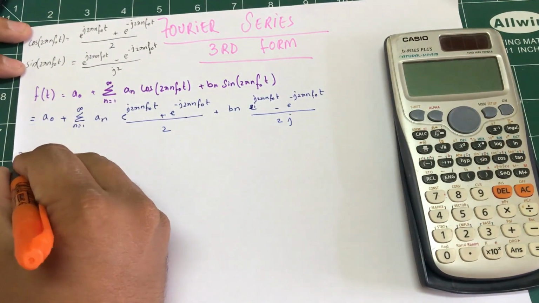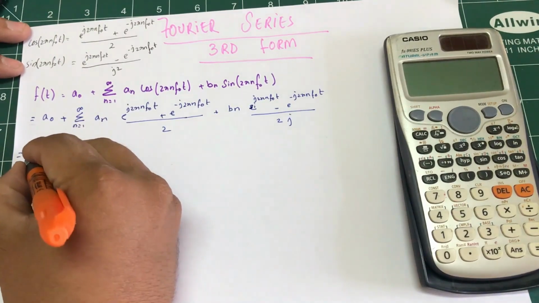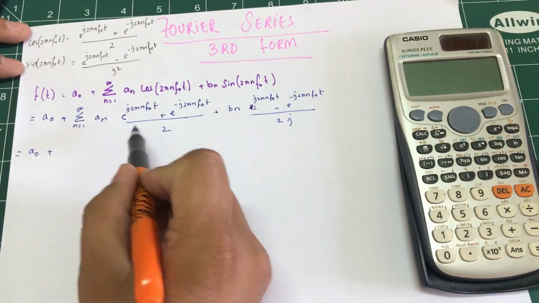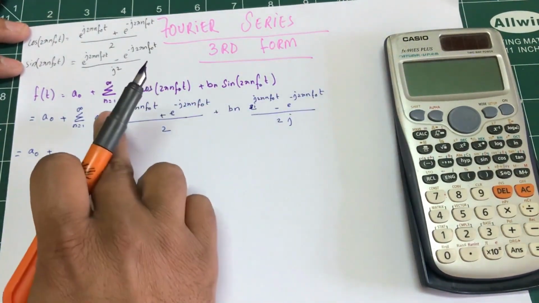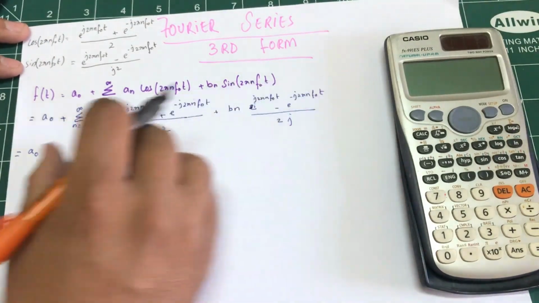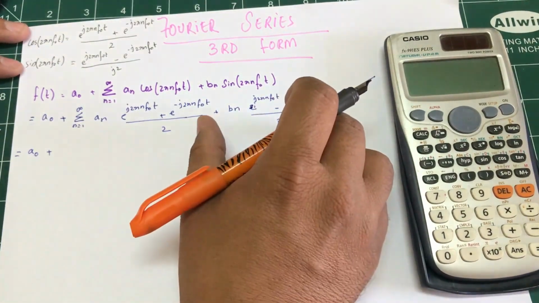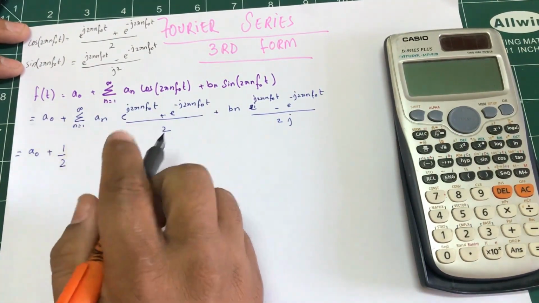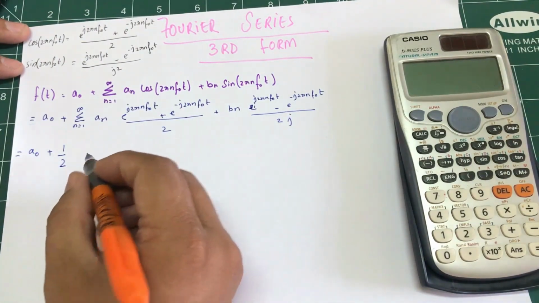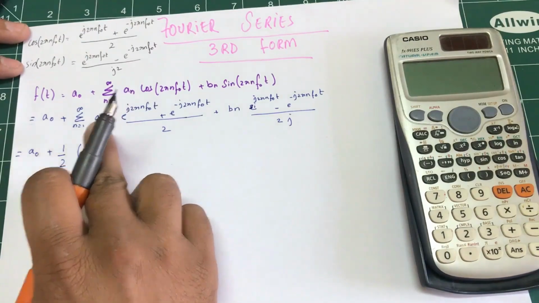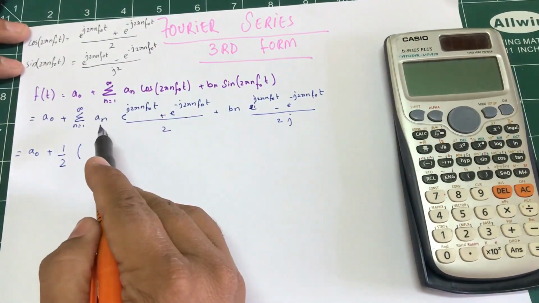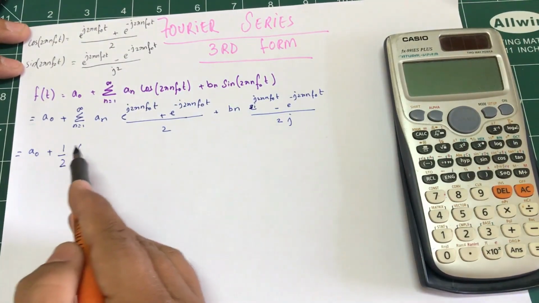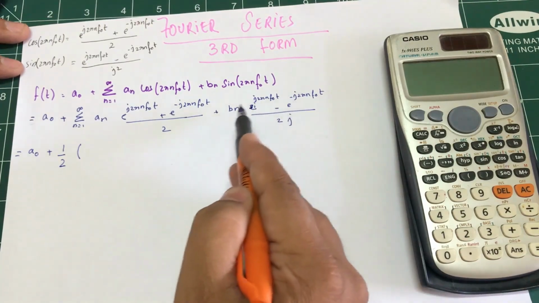Then I'm just going to simplify this. I'm going to bring a0 as is, and I'm going to bring out this 1/2, which is common between this term and this term. So I'm going to distribute an to the individual terms while taking out the half common between these two terms. Same thing I'm going to do here.